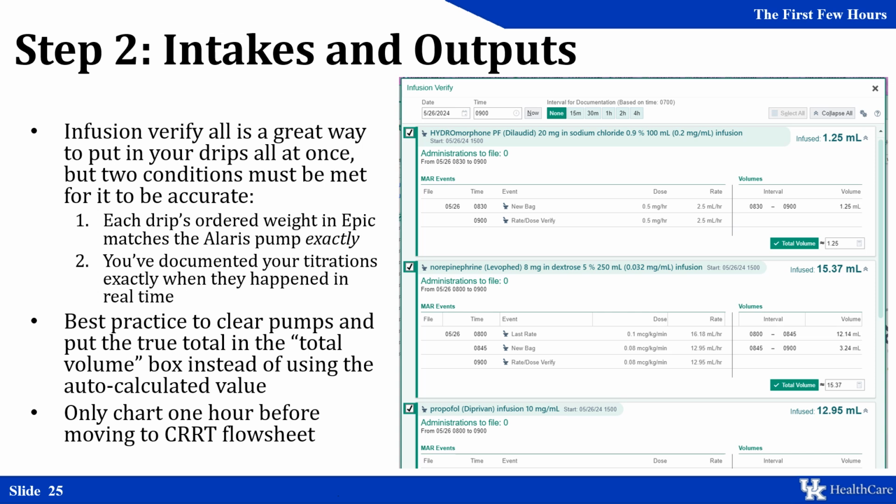Another consideration is that when you titrate your drips, you need to chart them relatively in real time in Epic. This way, if I titrate my Levo from 0.04 to 0.08 at 12:15, and if I don't chart it till 12:30, that means for 15 minutes, Epic thought that that patient got a little bit less fluid than they really did. All these considerations should be better when auto-enter functionality is integrated to the Alaris pumps. However, it's good practice to make sure that they always match. Remember, you're only charting 1 hour at a time in your I's and O's flow sheet before moving to the CRRT flow sheet.